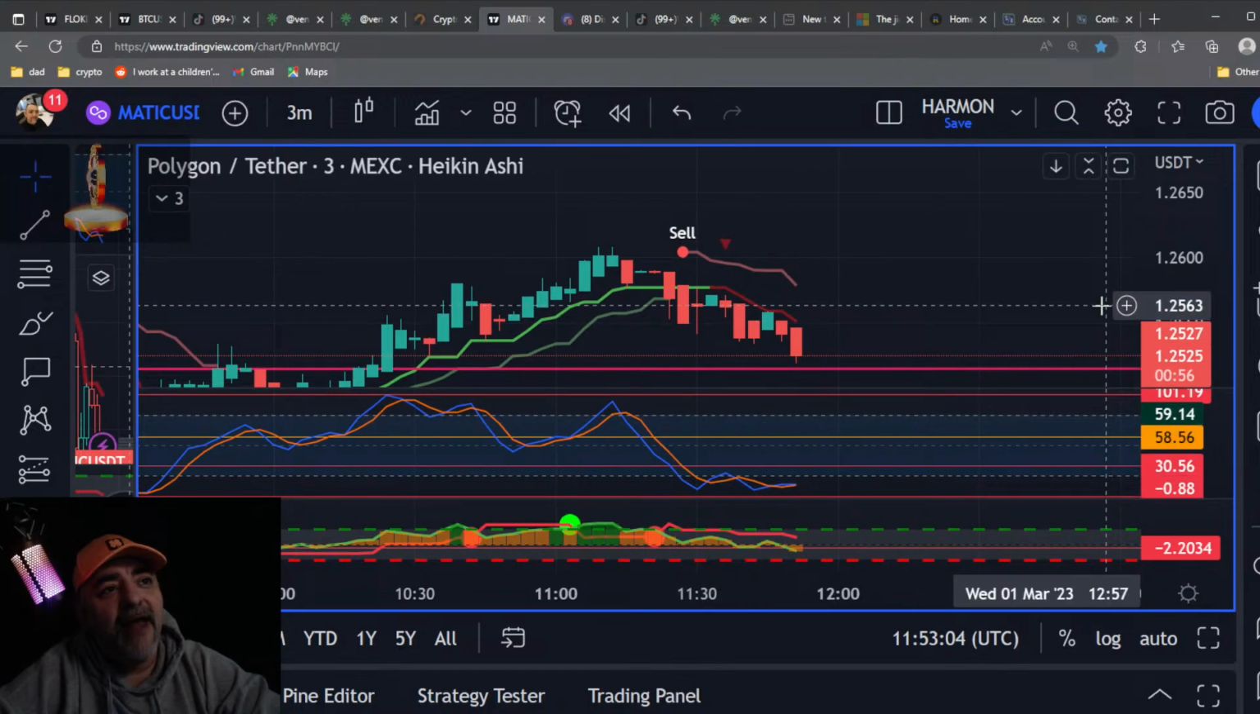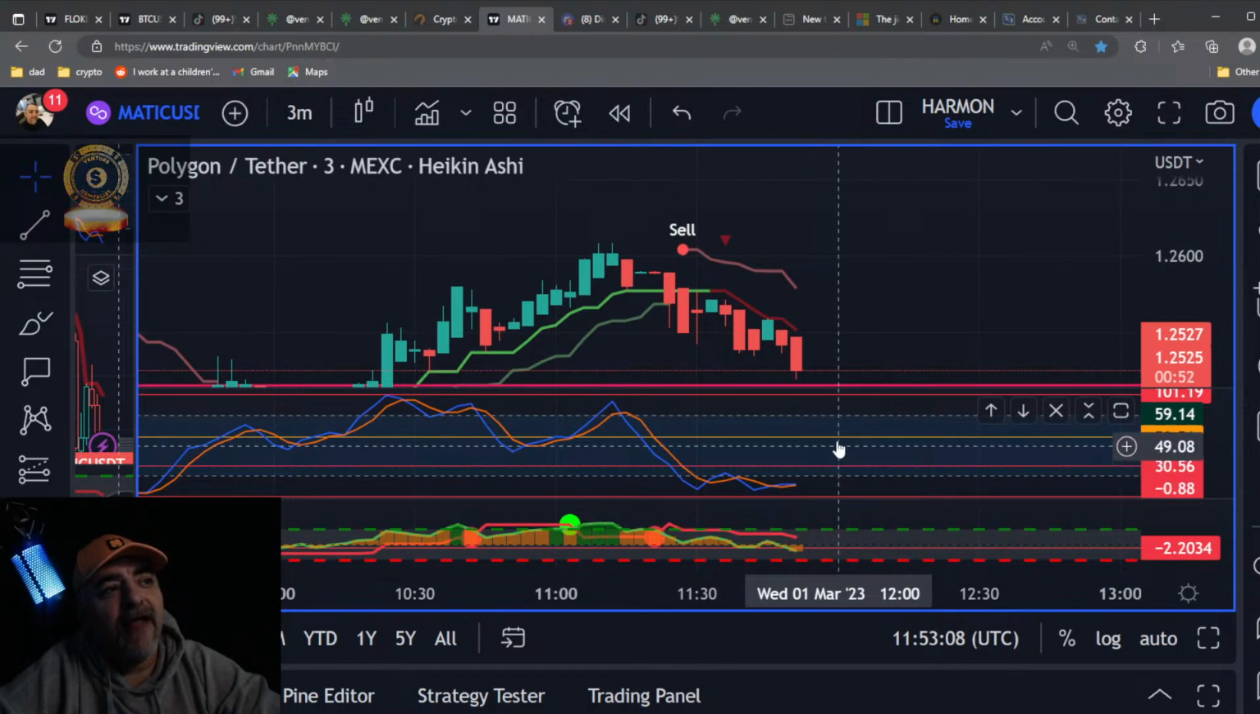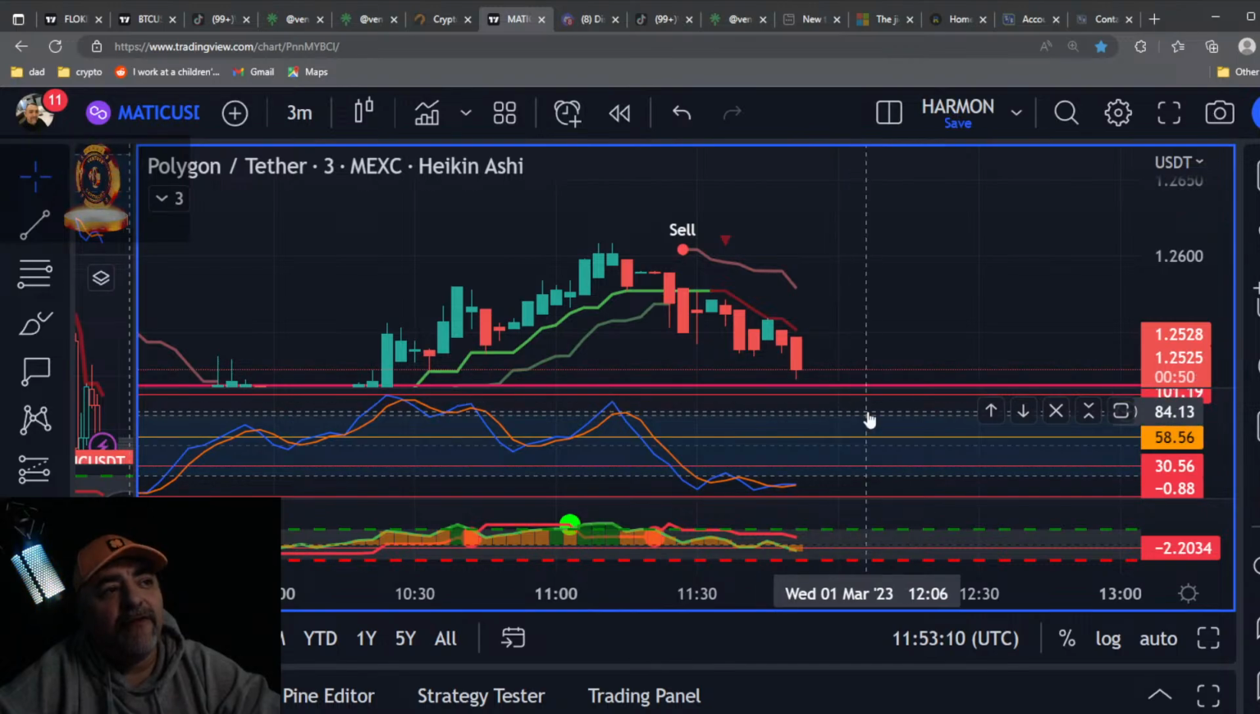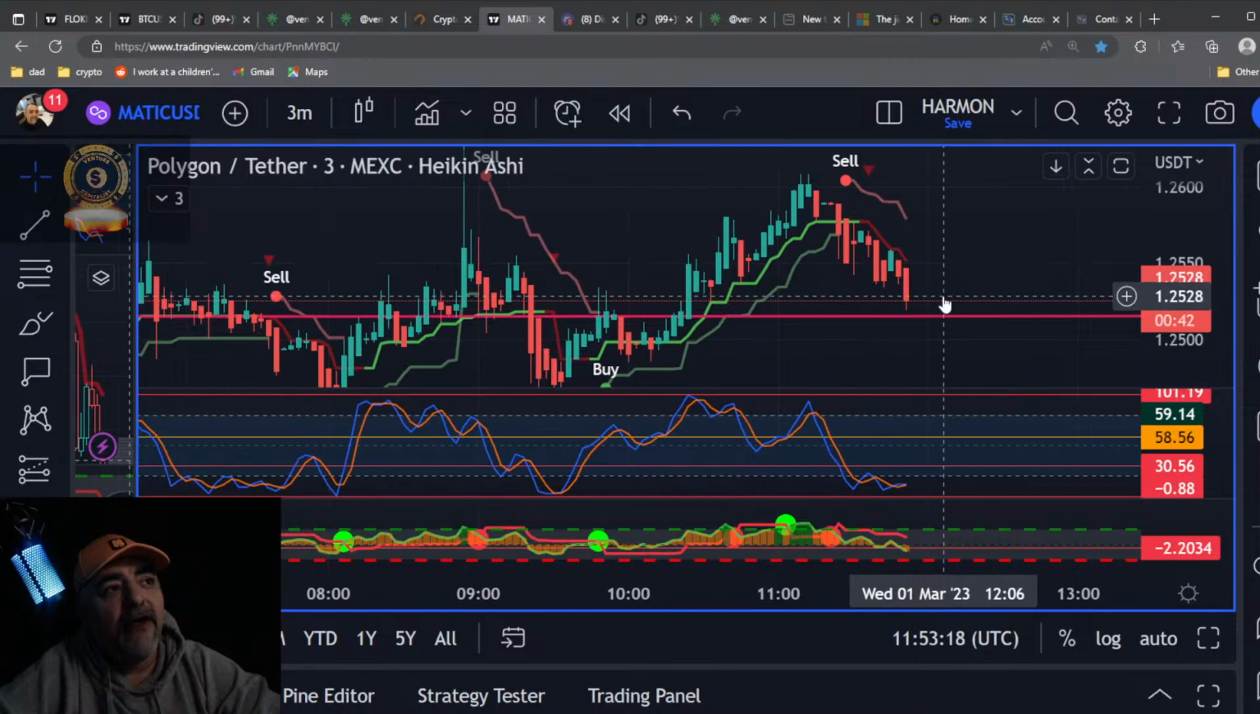So we're going to play the Matic short here, and we're going to play it off of the 3 minute RSI reaching the top. And as soon as that starts to break down, that's where we're going to be looking to get in, as long as the 5 minute has started its movement up, right? So that's where we're at. This is how we make our trades, right?